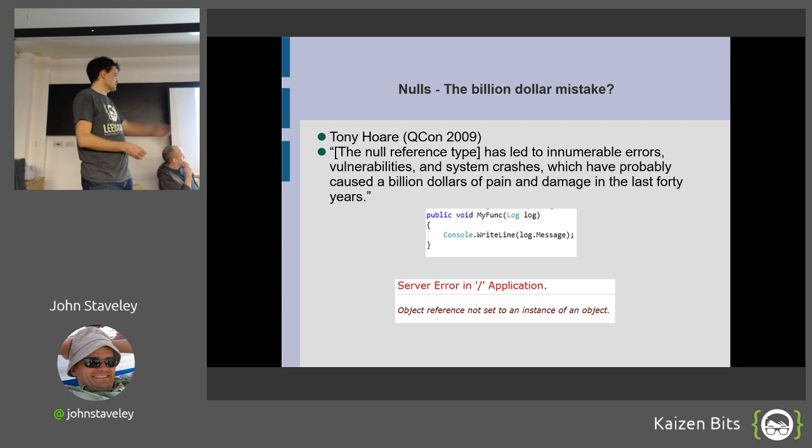"Object not set to an instance of an object" error. So this my func works when I pass in a log that's instantiated, but if I pass in something else, log.message calls the most annoying error ever created. If it just said object of log not created, set to an instant object, that would be more useful, but it's just basically something's gone wrong somewhere. So it's a very frustrating problem to deal with. So Tony Hoare called it his $1 billion mistake.